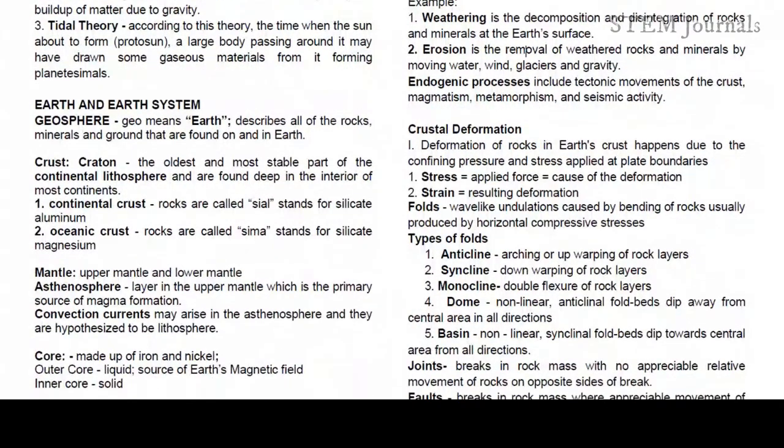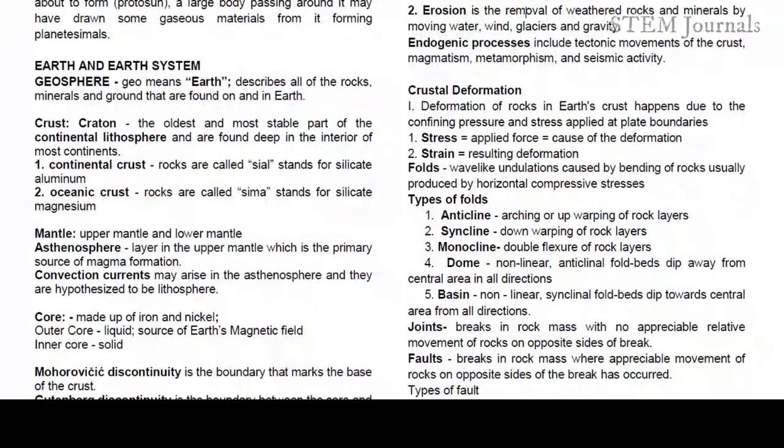So we are done on the different processes that we can observe in Earth's surface. Let us proceed to the crustal deformations. Crustal deformation is the deformation of rocks in Earth's crust, which happens due to the confining pressure and stress applied at the plate boundaries. So we have two major factors of crustal deformation.